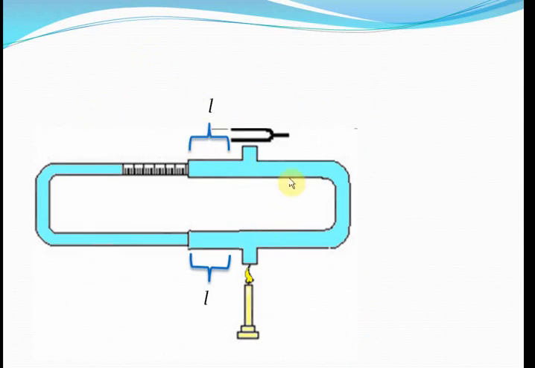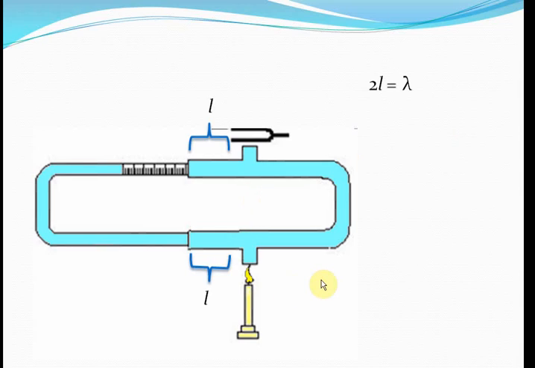Therefore, when we move the right tube towards the right by a distance L, the wave on the left will have to travel a distance L plus L, that is 2L extra. Now we know that there will be constructive interference only when this length 2L, that is the extra distance travelled by the wave on the left, is equal to lambda, the wavelength of the wave. When that happens, the candle will flicker.